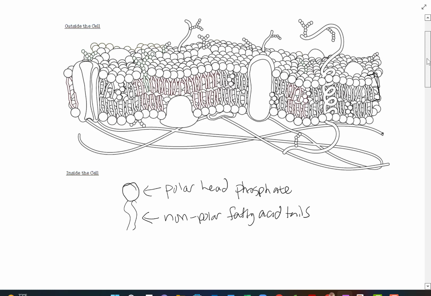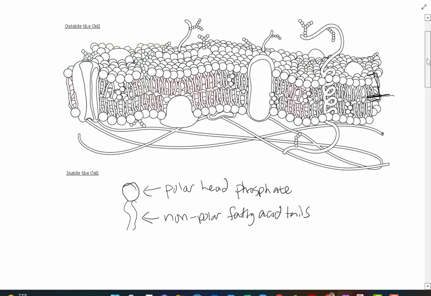And remember, we have our phospholipid bilayer. So we've got two layers of these phospholipids, and the polar heads are going to be oriented towards the outside of the cell and the inside of the cell, because that's where the environment is aqueous. And so polar things are going to be next to other polar things like water. Okay. The nonpolar fatty acid tails are going to always face one another. So they're going to be on the inside.